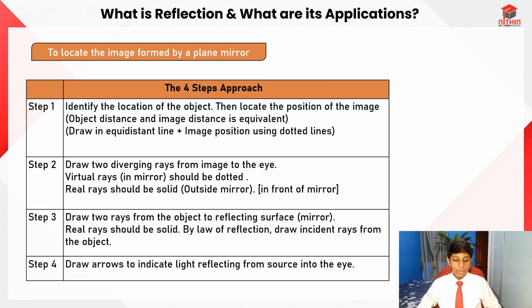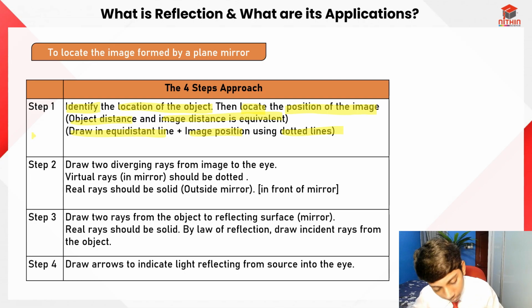First step, identify the location of the object. Then we are supposed to locate the position of the image. How do we do that? The object distance and the image distance are equal, and we also draw the equidistant line, with the image positioning using dotted lines. So this is step 1 complete.